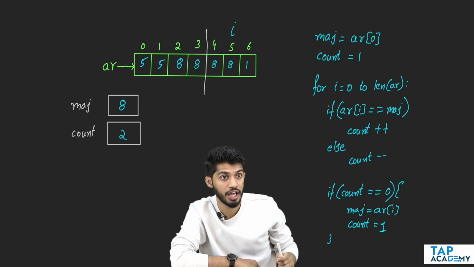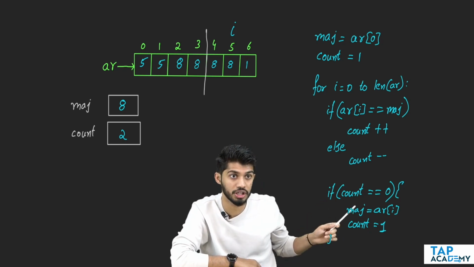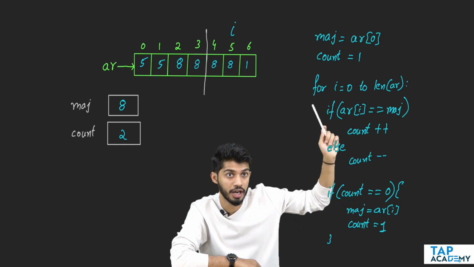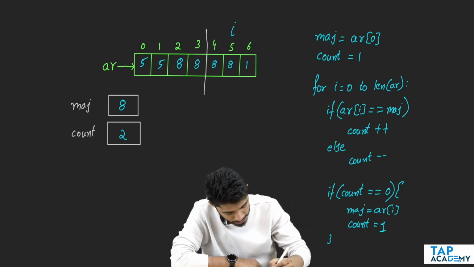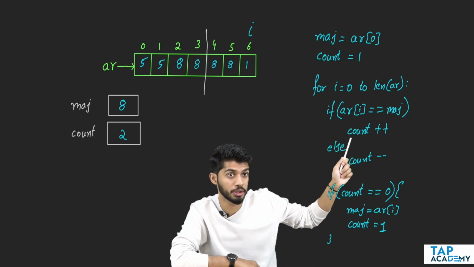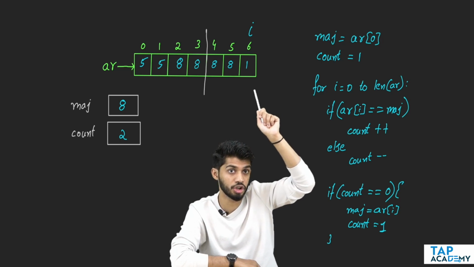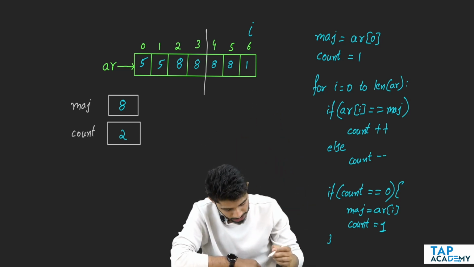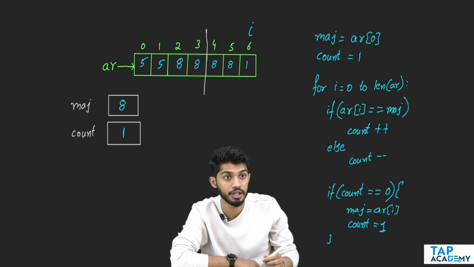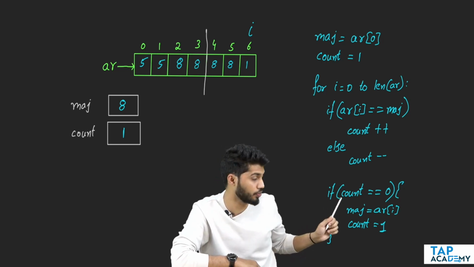Next, again it will come and check this part: is the count value equal to 0? No, the value of count is not equal to 0. So again it will go over here and check for the next element. The value of I increases. It will check: is AR of I equal to majority? No, in this case AR of I is nothing but 1. So 1 is not equal to 8. Since 1 is not equal to 8, the value of count reduces and it becomes 1. Next, it will come and check this part: is the value of count equal to 0?